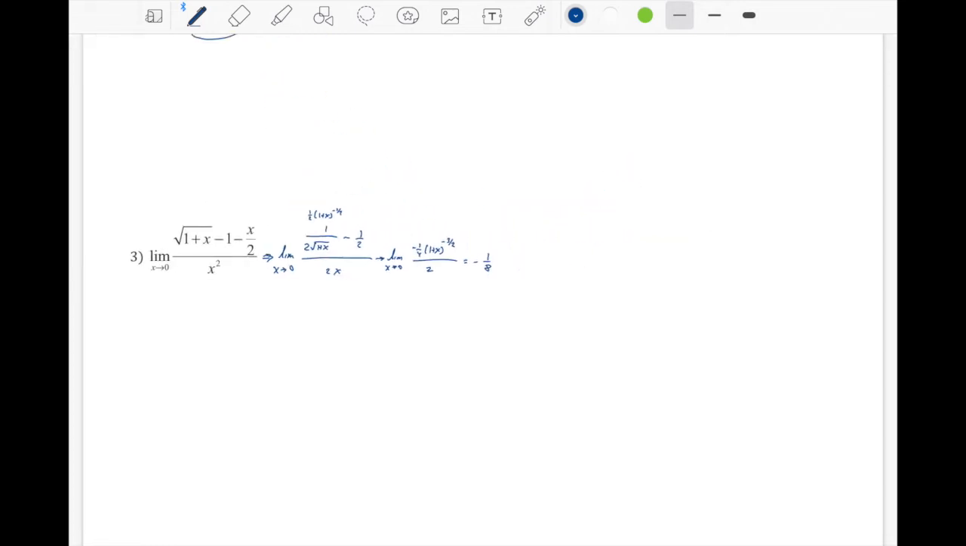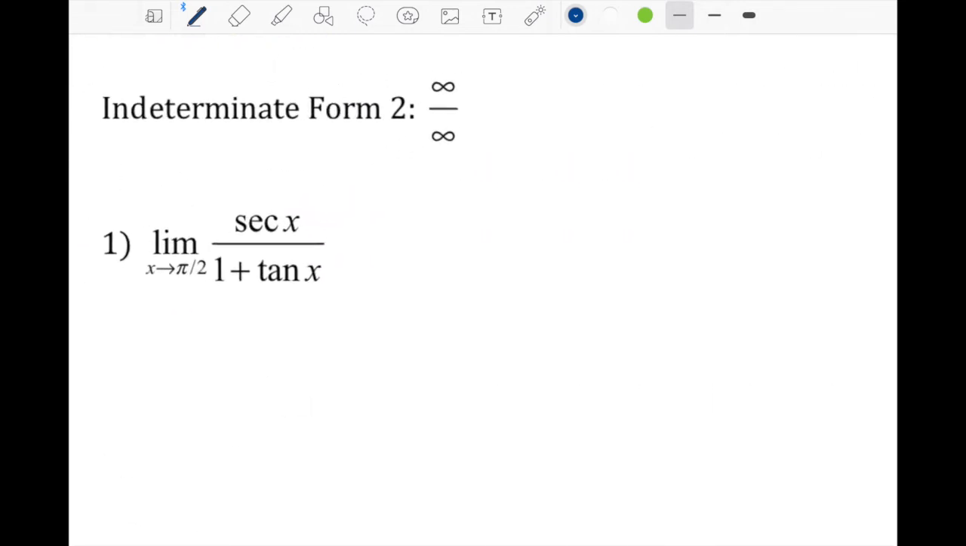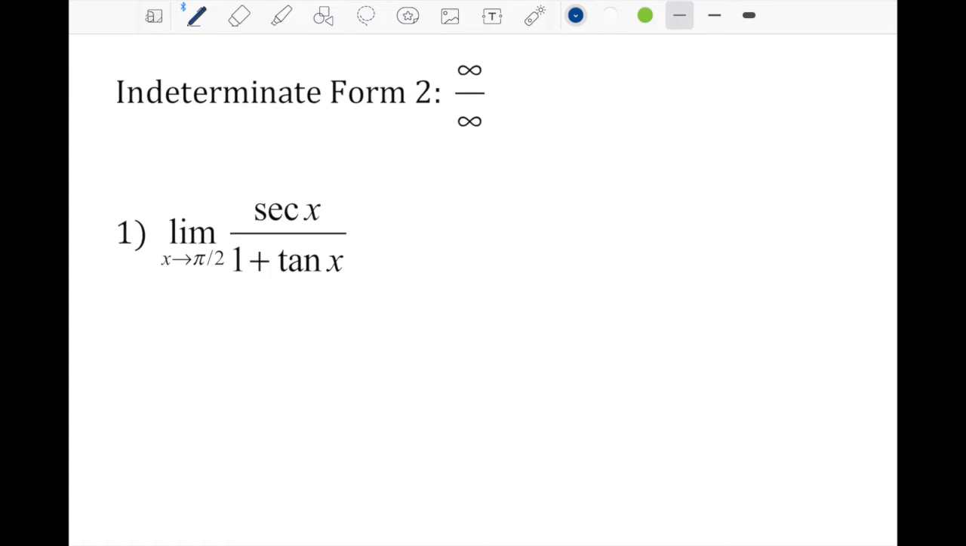Let's look at the second indeterminate form type. This time, infinity divided by infinity. Now, infinity divided by infinity is really like 1 over 0 over 1 over 0, which then is 0 over 0.